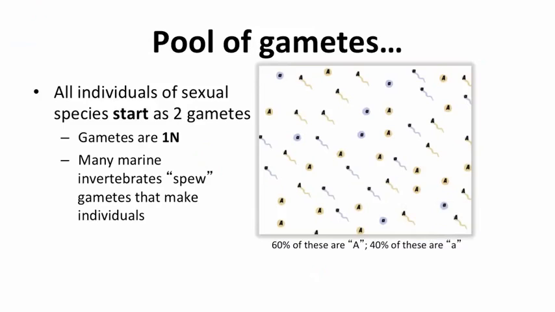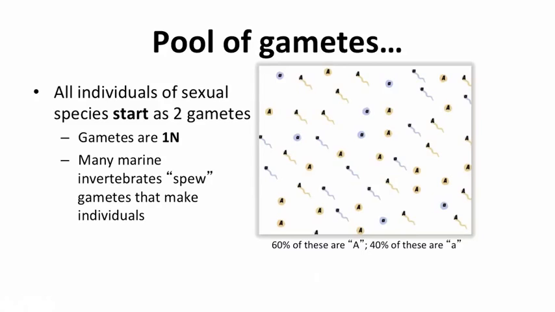Now, you can think of the world as basically a pool of gametes. It's not a particularly pleasant thought, but you can think of it that way. All individuals of sexual species start as two gametes, right? You, at one point in time, were two different gametes that came together and fused into you. Now, gametes are one end. They just have one copy of all their genes.